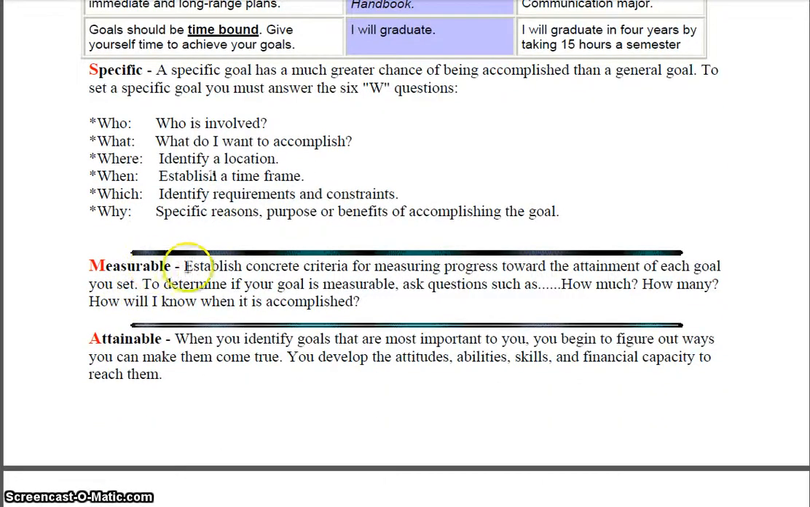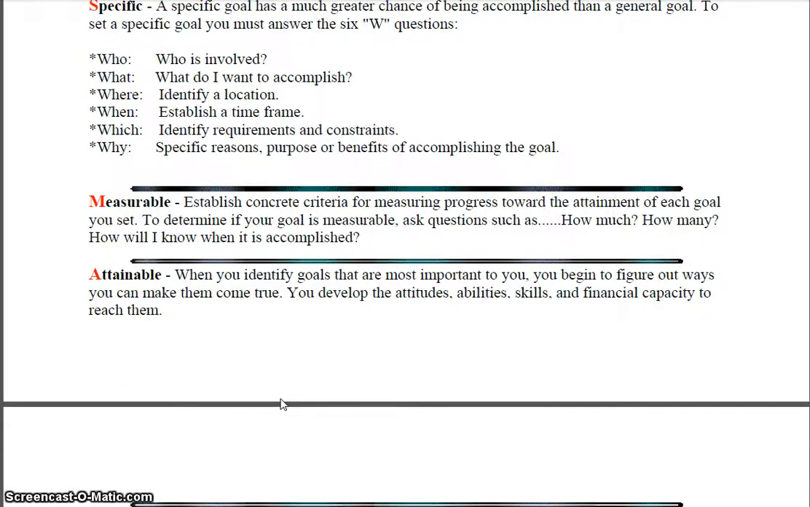Then measurable. When you're trying to make your goal measurable, make sure that you can establish concrete criteria, something measurable that you can use to determine if you met the goal or not. Attainable: figure out ways that you can make your goals come true by making them relate to things that are most important to you.